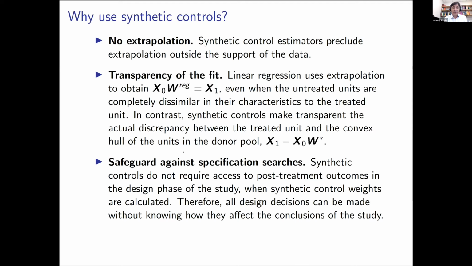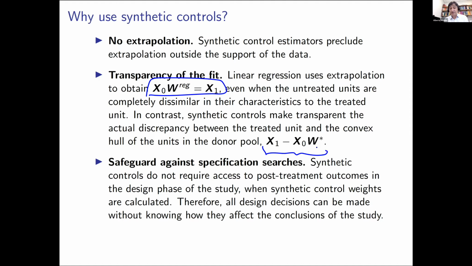So what are the advantages of synthetic controls? The first one is no extrapolation. Synthetic controls preclude extrapolation by using weights that are in the interval between 0 and 1. The second one is transparency of the fit. Linear regression is going to extrapolate, so you can show that it's going to fit the characteristics of the treated unit perfectly, even if the untreated units are completely dissimilar in their characteristics, and they are very far away from the treated unit. In contrast, synthetic controls are going to make transparent the actual discrepancy between the treated unit and the convex hull of the units in the donor pool.